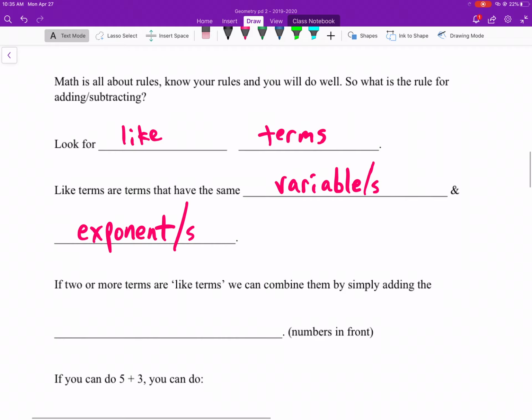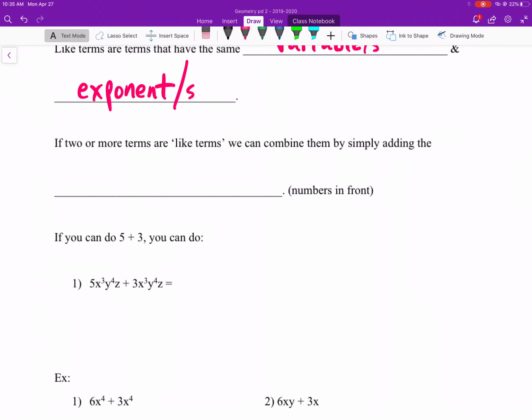If two or more terms are like terms, we can combine them by simply adding the what? It's basically those numbers that are in front of the variable with the exponent and all that. Those are called coefficients. But I know you'll be thinking of them as just the number in front, and that's fine.